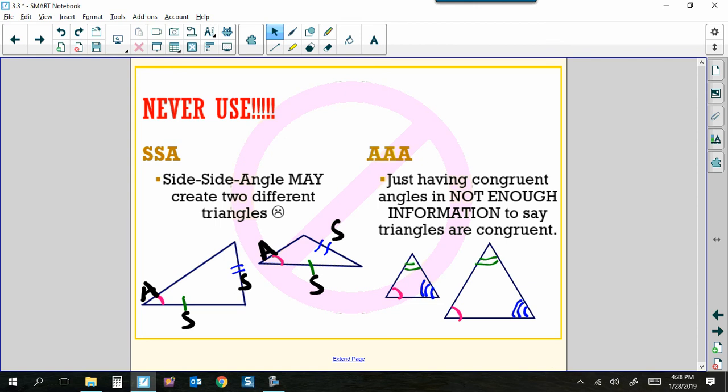So angle, angle, angle is another time when triangles are not going to necessarily be congruent. Could you have them be congruent? Yes, but it does not guarantee congruency.